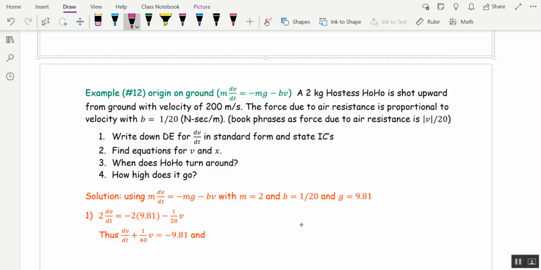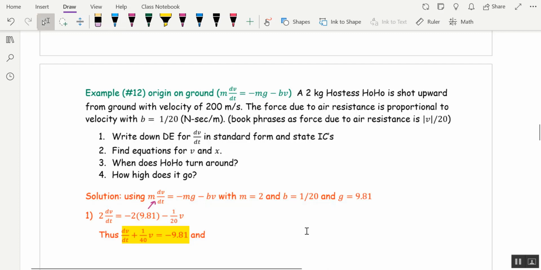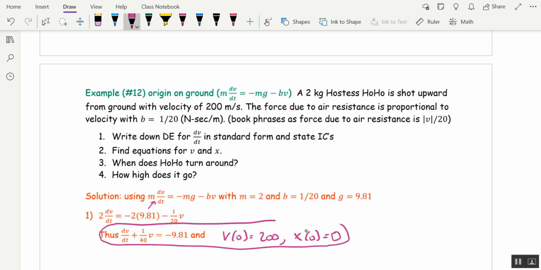So my m is 2, my b is 1/20, and my g is 9.81. I just plug those numbers into this differential equation, and then putting it into standard form, I want to divide both sides by 2, and I get dv/dt plus (1/40)v is negative 9.81. So that's standard form. And my initial conditions: v of 0 is shot upward at 200 meters per second, so v(0) is 200, and x(0) is 0. Now we're going to solve for v and for x.